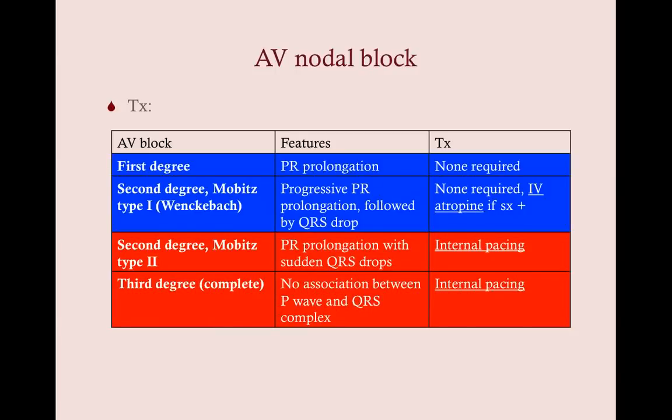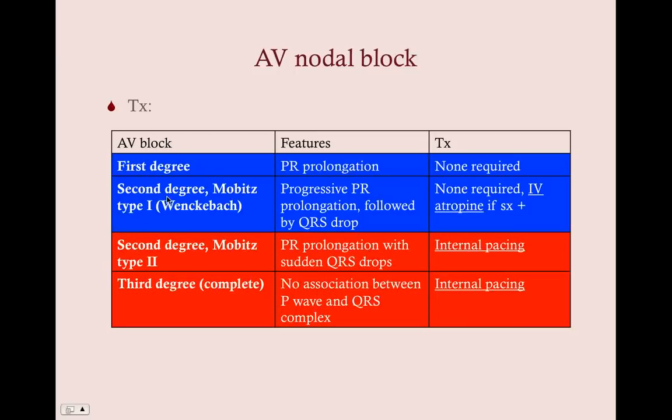Okay, so which ones require treatment? Well, remember that first degree is just simple PR prolongation. With every P wave, you had a QRS complex, but it was just a PR prolongation. That was the only thing that was abnormal. You don't need any treatment for that. That's generally congenital in most people. So no worries with first degree AV nodal block.